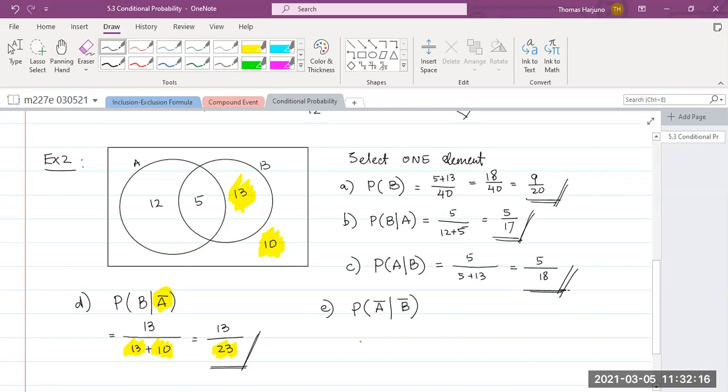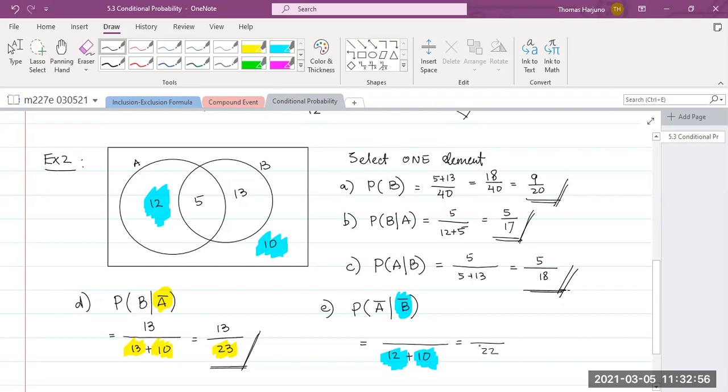Last one. How about the probability of selecting something not in A, knowing it is not in B? Let's see the one not in B first. How many elements are not in B? This is not in B. This is not in B. Okay, so there are 12 plus 10 elements not in B. So we will be selecting from those 22 elements.